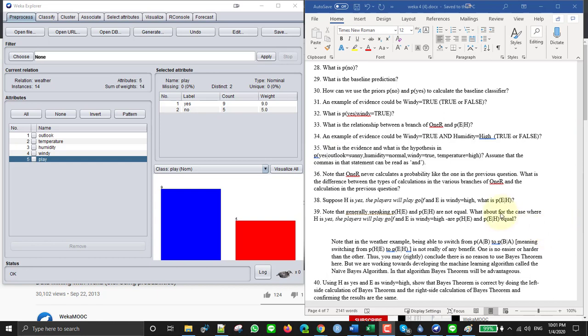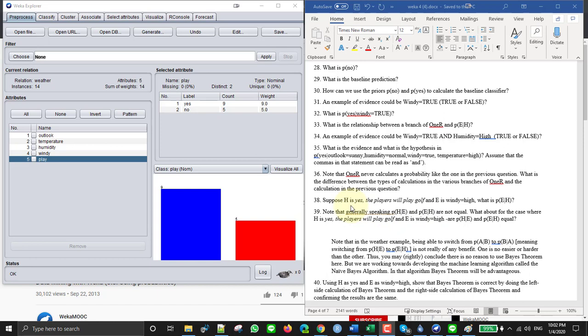So when we're dealing with 1R, we only have one variable, like the probability of yes given outlook equals sunny. That would be a 1R calculation. Now, it could also be a J48 calculation if you had a very simple tree, or you might just need to know that. But 1R will never have more than one input variable.